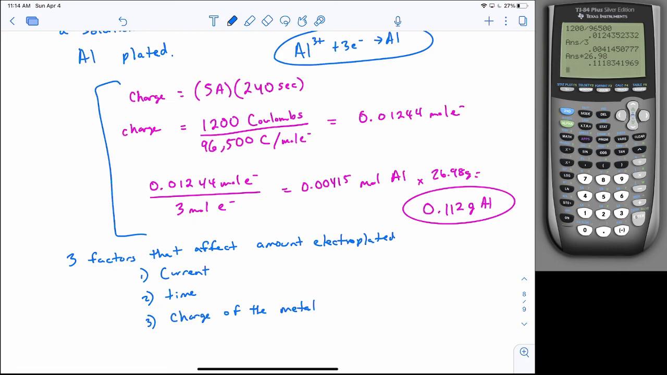Now, the mass would be slightly different. If all the metals had the same charge, the mass would be different because even though you had the same number of moles, you'd have different molar masses, so that would affect it as well. So be careful about that, because if I'm saying the mass that's electroplated, if they're all the same charge, the one with the greater molar mass would plate more mass. But when we're talking about amount, we're talking about moles, and the moles would be the same for all of them.